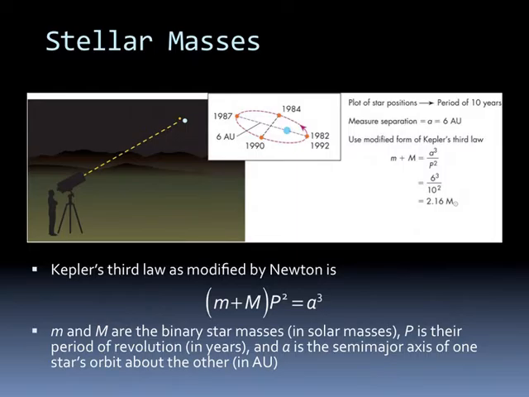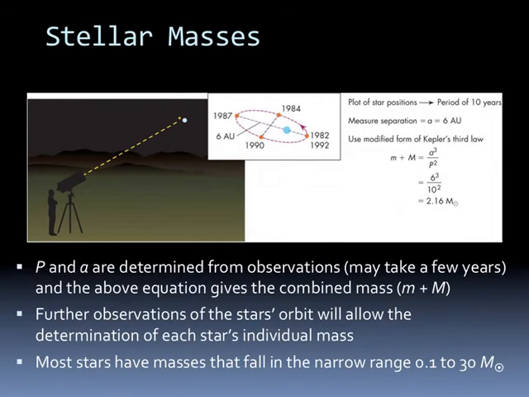Now Newton modified Kepler's third law. The mass of the two stars times the period of revolution squared is their distance away from each other cubed. And if I know their distance and I know their period, I can determine their masses. P and A are determined from observations, which may take several years, and the equation gives their combined mass. Further observations of the orbit allow the determination of each star's individual mass.